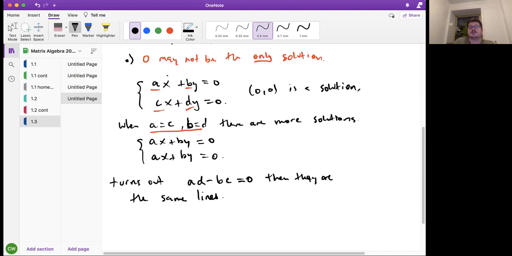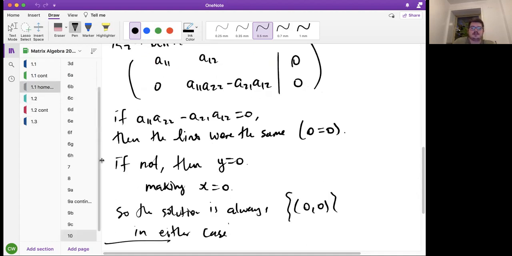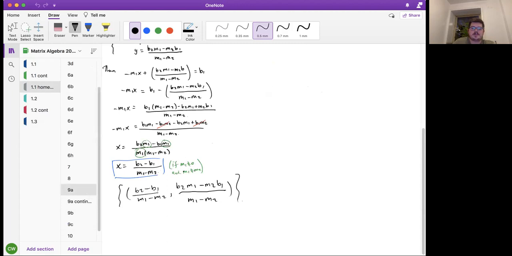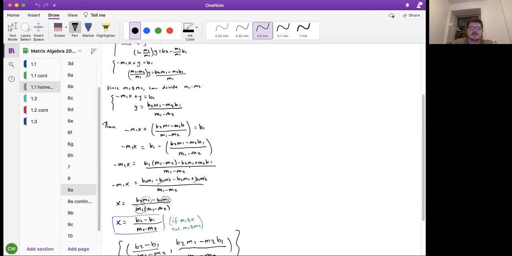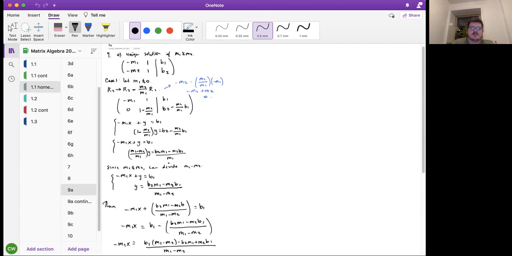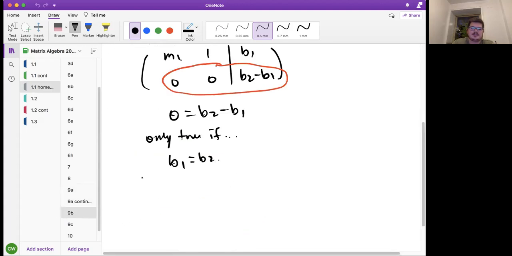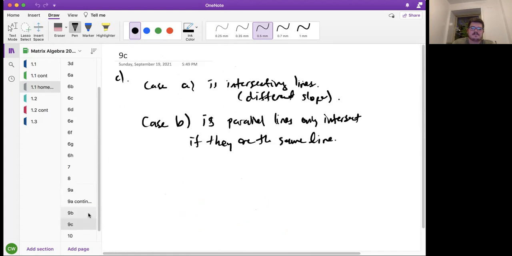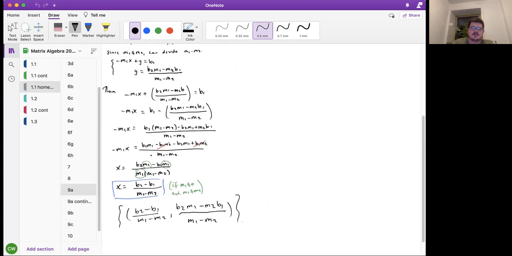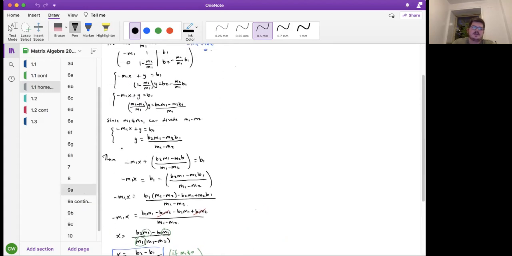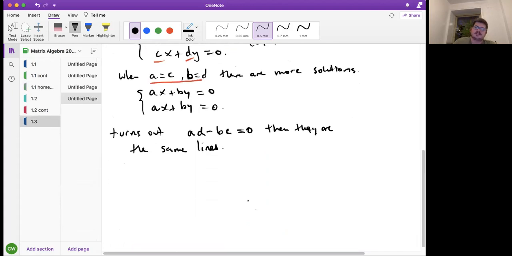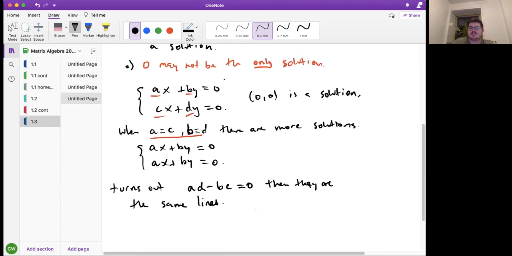So in the homework solution, that's somewhere. We'll look through that. I think it's one of these. Yeah, so figure that out for yourself. Is there more than just A equals C and B equals D?